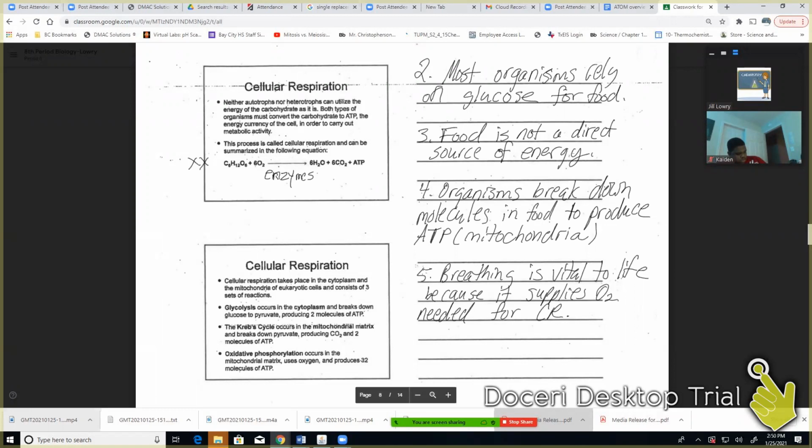And that's going to produce water, carbon dioxide that can go back and be used by the plants, and ATP. Does anybody remember how many ATP? Altogether, it ends up being 36.